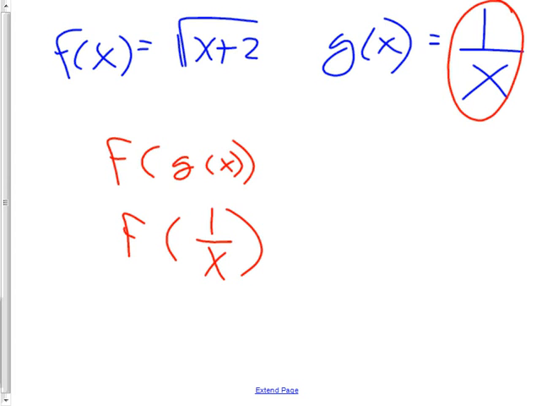It's 1 over x. I got to do f of 1 over x. What does that mean? That means I got to put this into what function?